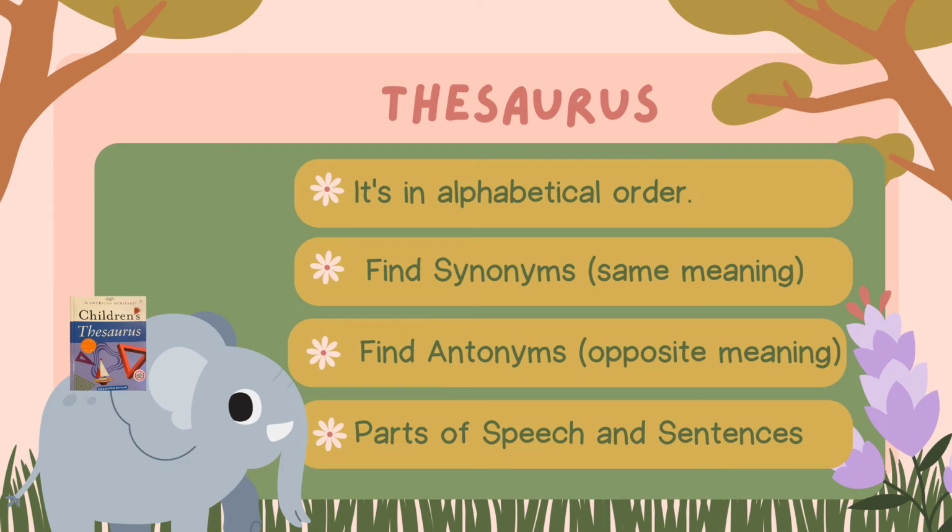We can also use a thesaurus to help us with unfamiliar words. It's also a book that's in alphabetical order. But in this case, instead of finding a meaning of a word, we're going to look for synonyms, which means they have the same meaning, antonyms, which are opposite meanings, but it also tells you parts of speech and sentences.